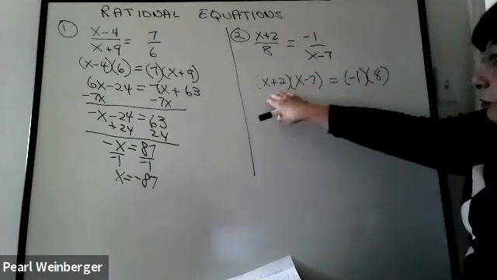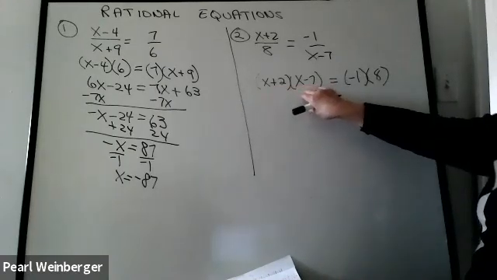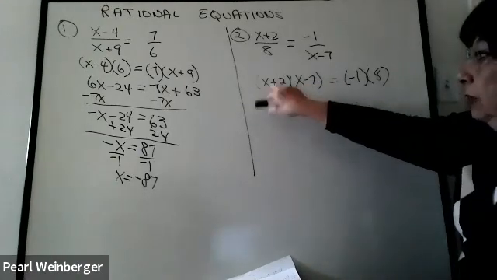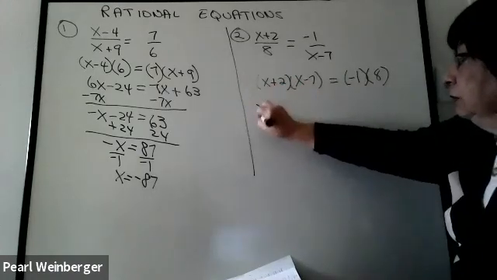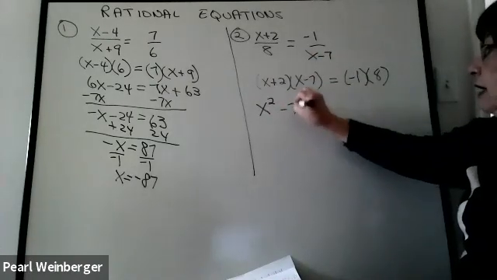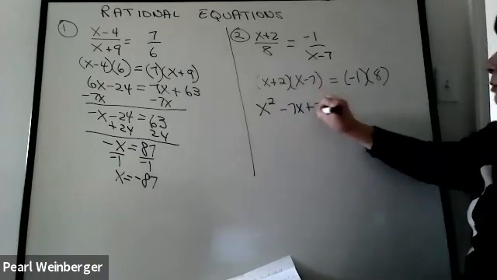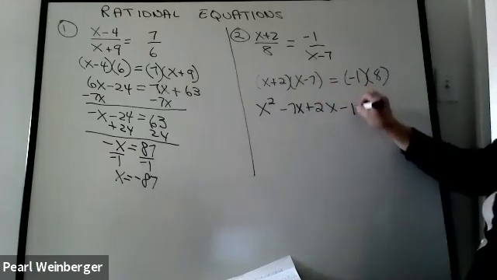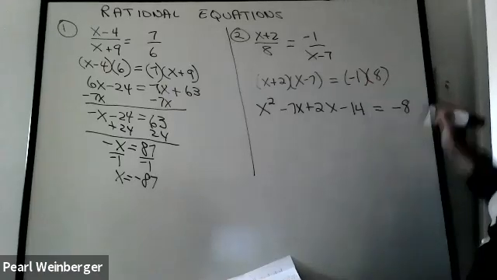We have to remove the parentheses here, and here we have a binomial times a binomial, so we have to remember to use FOIL to multiply these two binomials. So we do the x times the x, and that gives me x squared. Then we do outer, x times -7 is -7x. Inner is 2 times x, so that's plus 2x. And 2 times -7 is -14. And that equals -1 times 8, which is -8.